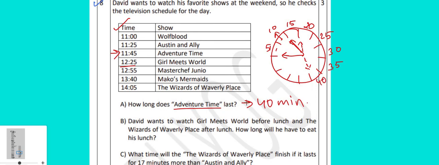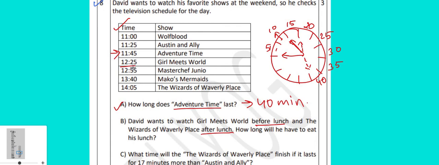Okay. Now looking at the next question, that is subpart B. David wants to watch Girl Meets World before lunch and The Wizards of Waverly Place after lunch. How long will he have to eat his lunch? So here, before lunch, if he wants to watch this TV show particularly, it starts at 12:25, so this is fine. So how long will he have to eat his lunch?